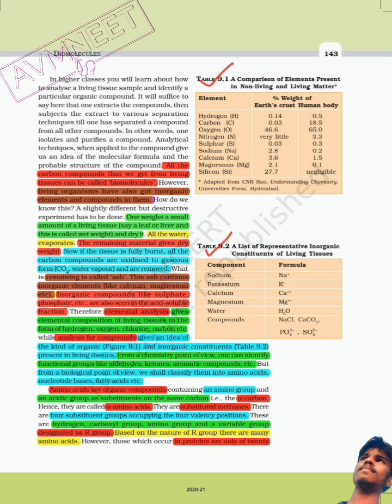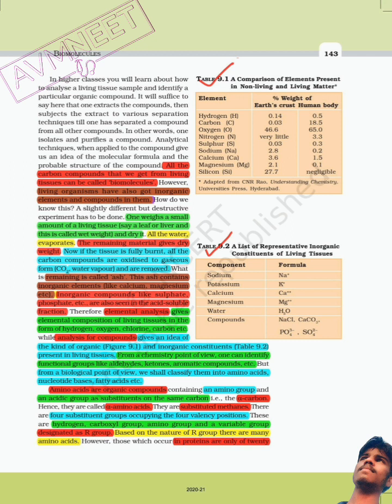Therefore, elemental analysis gives elemental composition of living tissues in the form of hydrogen, oxygen, chlorine, carbon, etc. While analysis for compounds gives an idea of the kind of organic and inorganic constituents present in the living tissues. From a chemistry point of view, one can identify functional groups like aldehydes, ketones, aromatic compounds, etc. But from a biological point of view, we shall classify them into amino acids, nucleotide bases, fatty acids, etc.